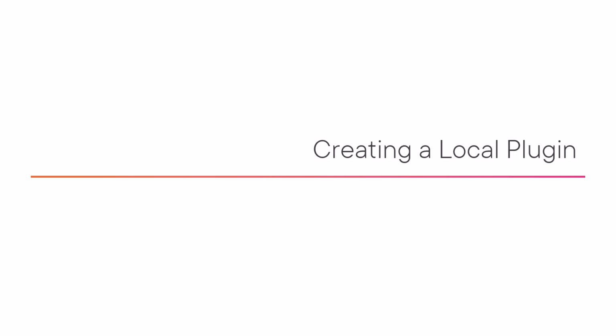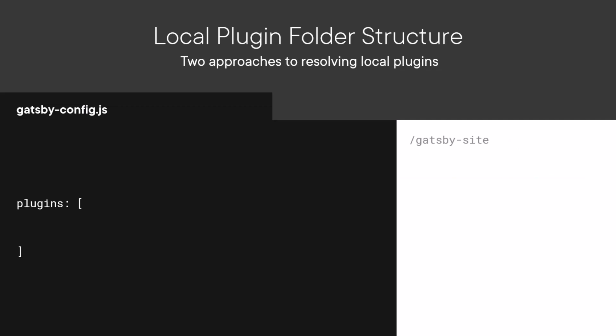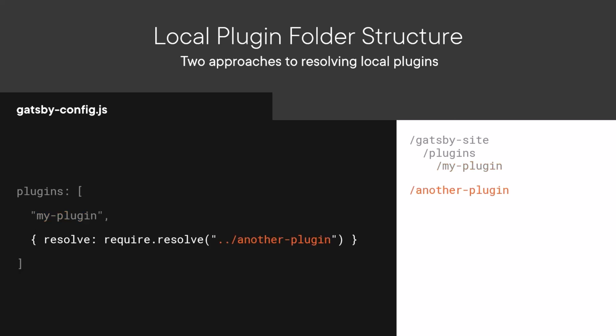A local plugin is a plugin that is not published to the npm package registry and instead lives on the local file system. Gatsby.js allows you to resolve local plugins in two ways. The first is by convention, where you place the plugin in the plugins folder in the root of your site. The second way allows you to place the plugin folder anywhere on the file system. Most often, you will use require.resolve to resolve the plugin's absolute path relative to your site directory.